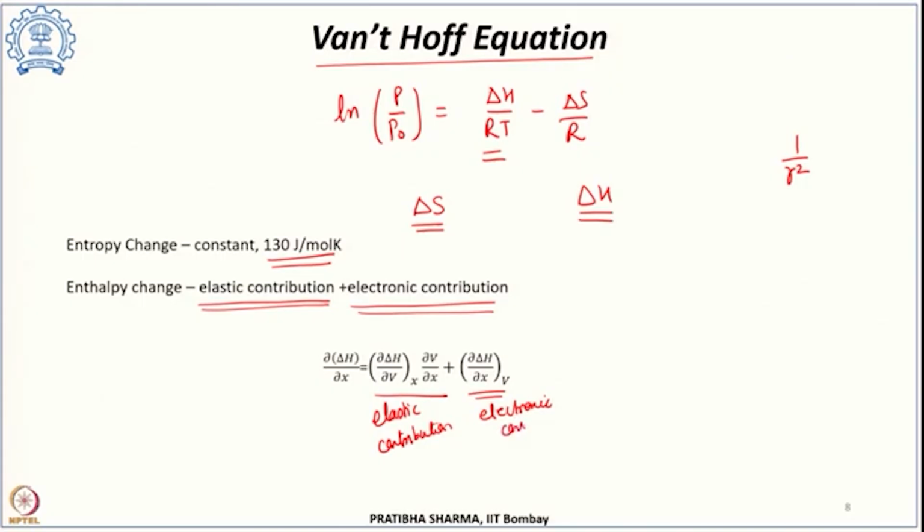Also, the first principle studies have shown that the elastic contribution and the electronic contribution are almost equal in magnitude. Now, since delta S here is almost constant, delta H is a very important factor in the van 't Hoff equation, and that tells about several aspects like the stability of the metal hydride, and we will see that it plays a very important role in the design of metal hydride systems.